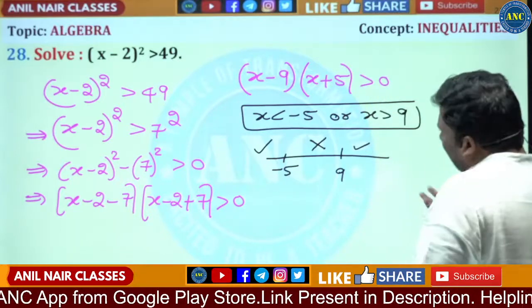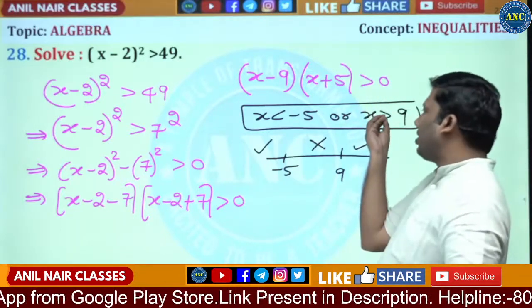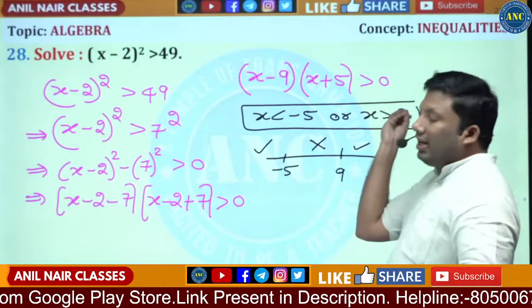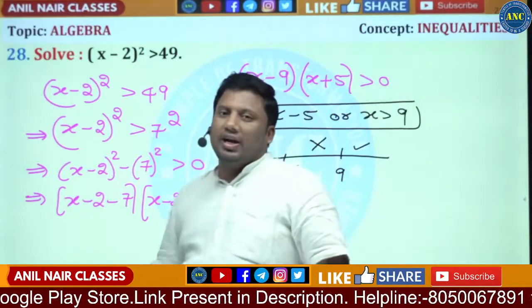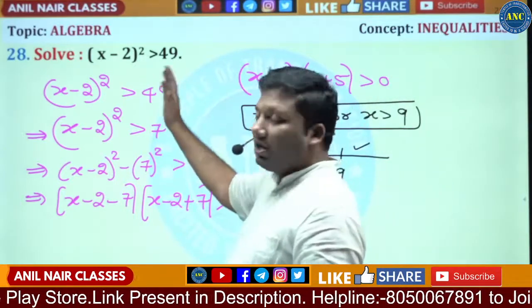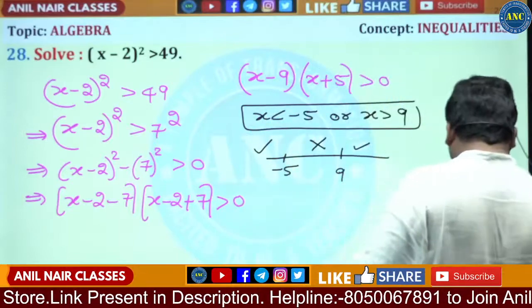28th problem. Or you can also substitute from the answer options. x is greater than 9. Take a value 10. 10 minus 2 is 8. 8 square is 64. 64 is greater than 49.